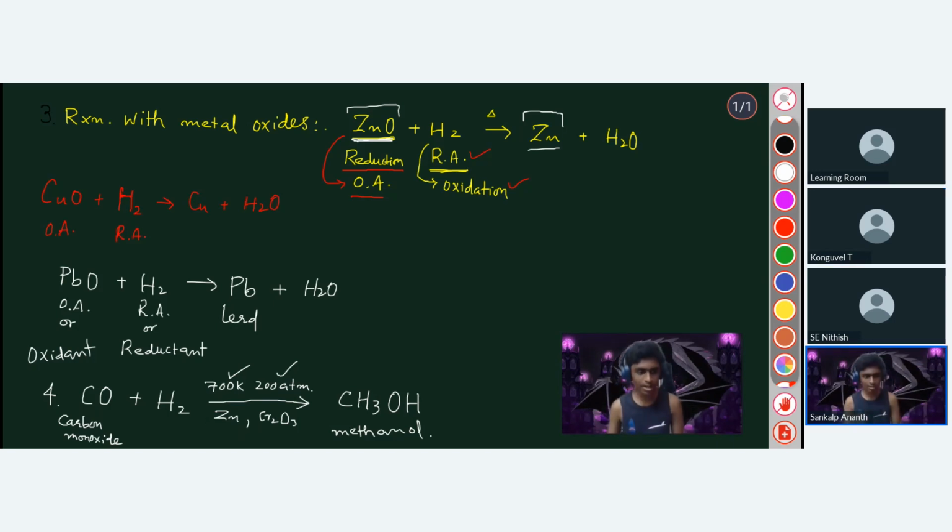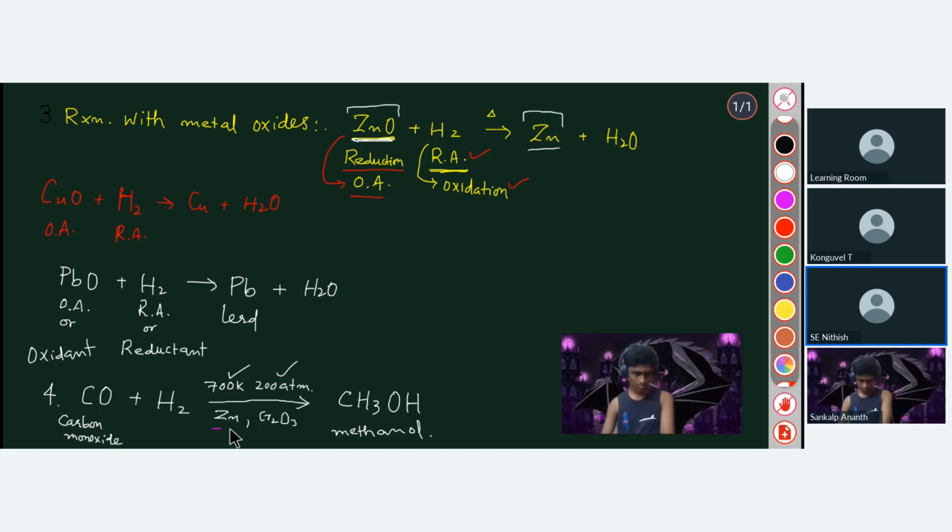Sir, why does the fourth reaction need two catalysts? Sometimes some reactions require more than one catalyst. Actually, one catalyst increases the surface area, and another catalyst increases the efficiency of the first catalyst, and both enhance the rate of reaction.